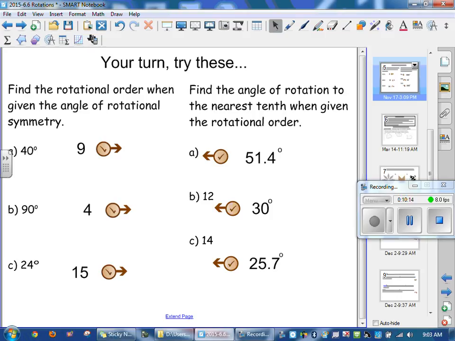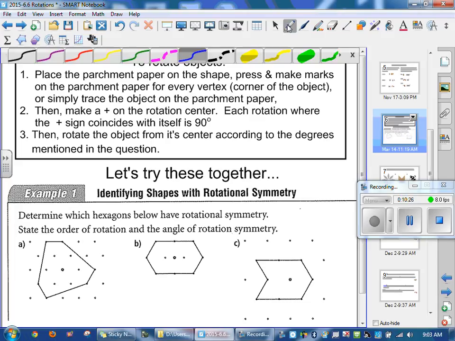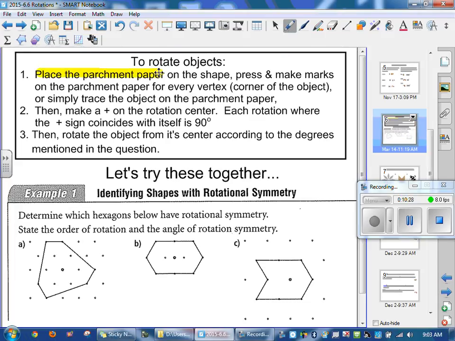Alrighty, moving on. Now we're going to learn how to rotate objects using parchment paper. There's a couple different ways to rotate objects. One of them, again, is using the parchment paper. So this is the way you do it. This is the way we have to do it with the parchment paper.